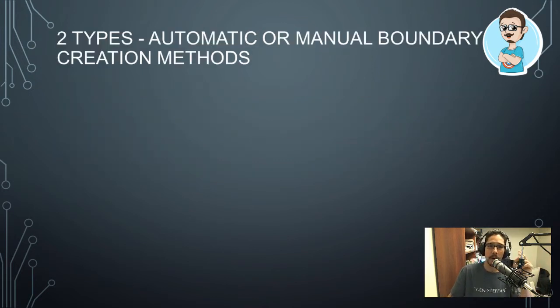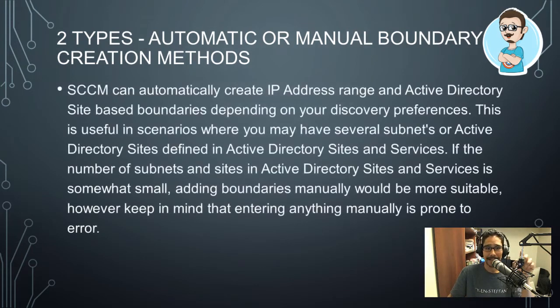Now you have two types. You have automatic or manual boundary creation methods. SCCM can automatically create IP address range and Active Directory site-based boundaries depending on your discovery preferences. For me, I took the automatic approach because it's much easier. If you're dealing with a huge infrastructure, the automatic way is the best way to do it. Just let SCCM do its thing. If you have a small group, like I have a small lab, with manual I could just do it one off. But if you have a huge infrastructure, the automatic method is better.